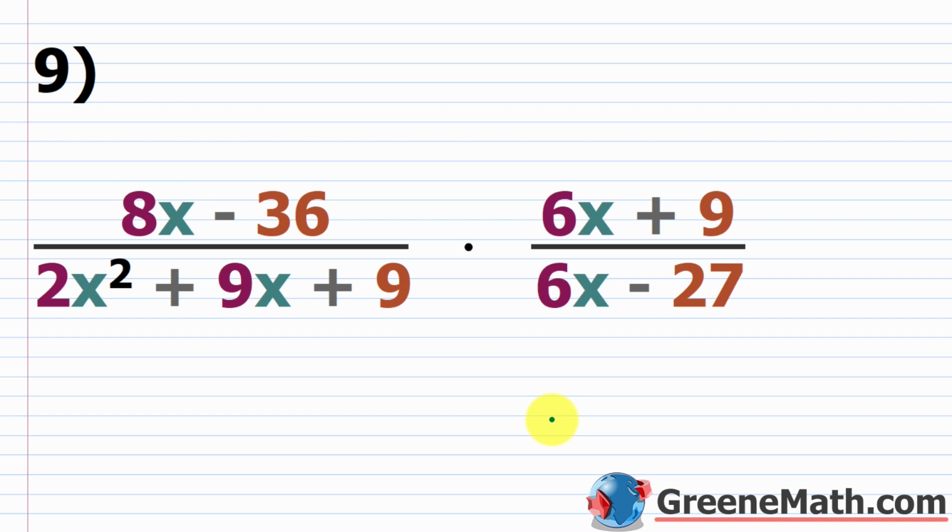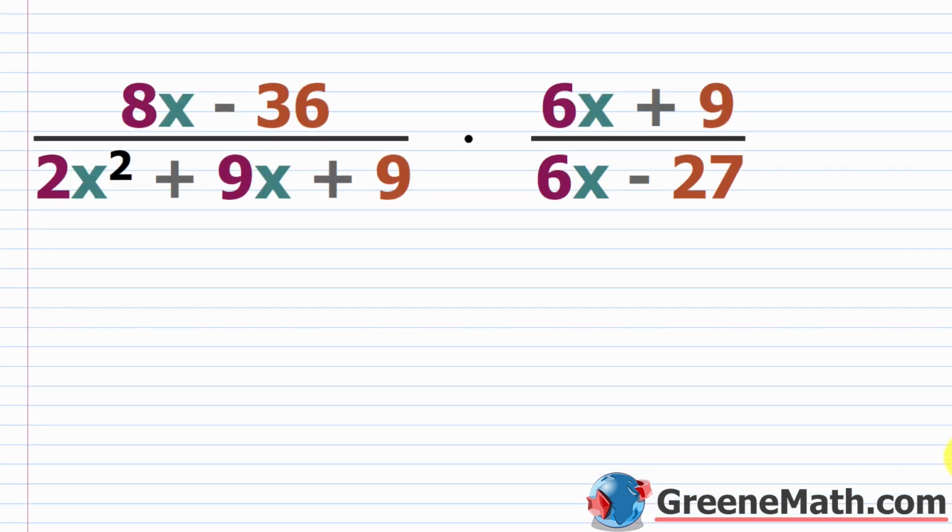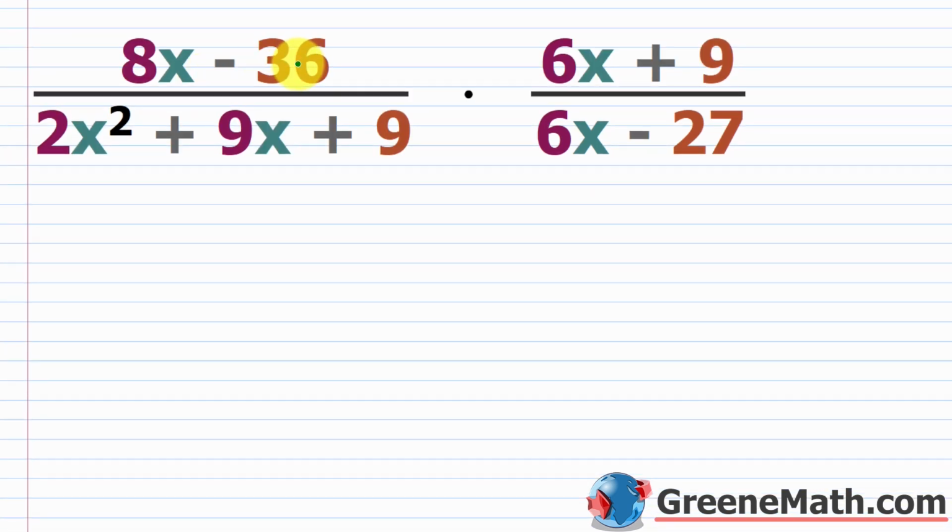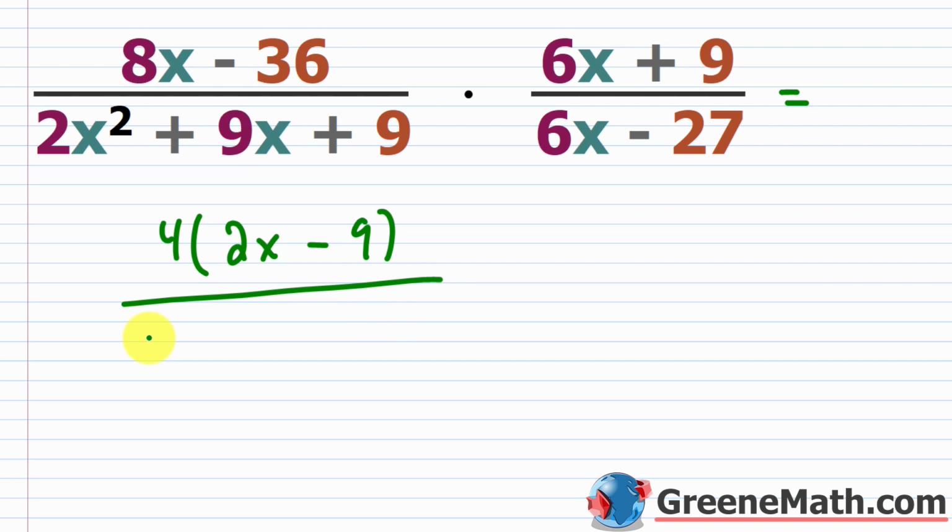All right, let's look at problem number 9. So we have this 8x minus 36 over 2x squared plus 9x plus 9. This is multiplied by 6x plus 9 over 6x minus 27. Okay, so from the first guy over here, I can pull out a 4, and that's going to give me 2x minus 9 inside. From this guy down here, let's go ahead and factor this. I know this would be 2x and x.